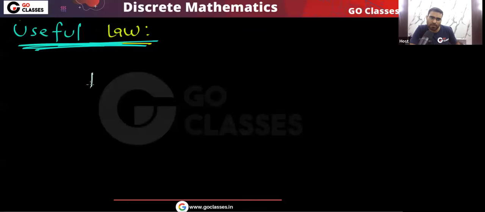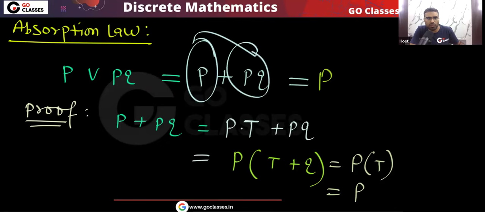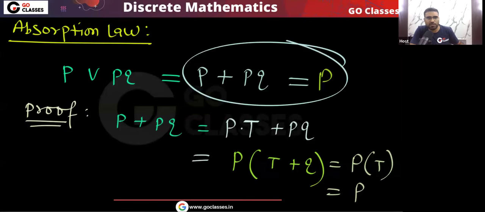Okay. Now one more useful law, let me tell you. There is no name for this rule, but this is another useful law. It is like this. If you have P or P bar Q, now what will happen? See, P or PQ will be P because this P will absorb PQ.